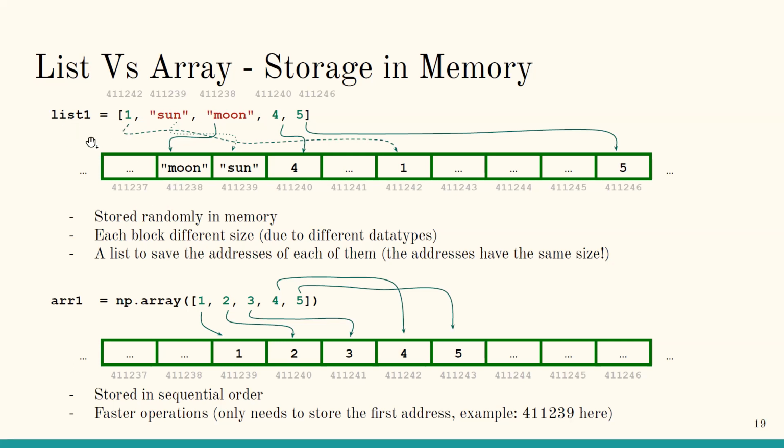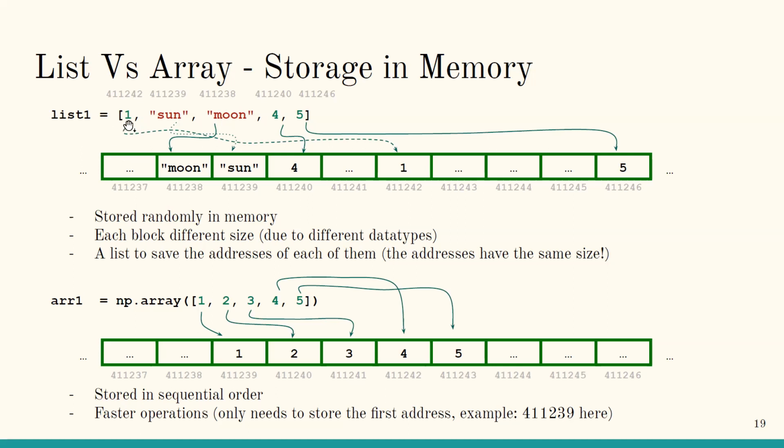Okay, so for a list, how does the computer remember your list? How is it put in the storage? Actually, your computer only remembers the addresses. For example, here, 1, 2, 3, 4, 5, you have 5 values in here, and they have different data types. If they have different data types, you will need different sizes, right? For the sun, for the moon, 4 and 5, they will have different sizes, which means your computer will have no way to remember them sequentially in order.